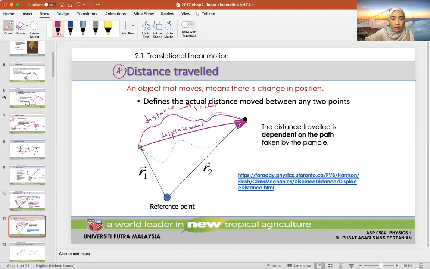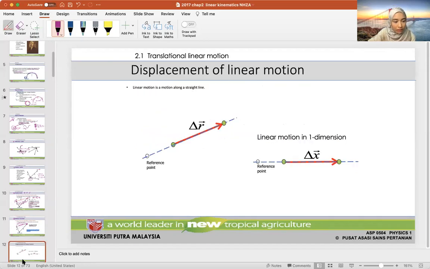So distance defines the actual distance moved between any 2 points. The distance traveled is dependent on the path. Semut tu jalan bengkang-bengkok, lagi jauh lah dia kena jalan. So the longer the distance taken by the ant. Okay, so that is distance and displacement. We also talk about position vector and also reference point. So ada 4 term yang kita belajar hari ni.